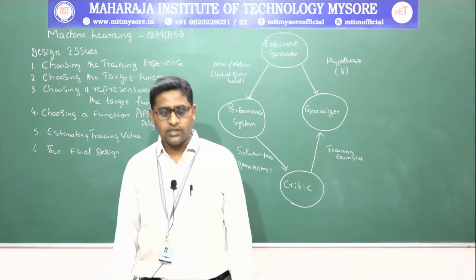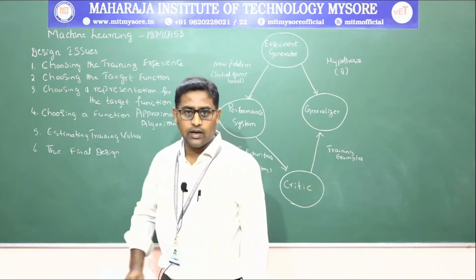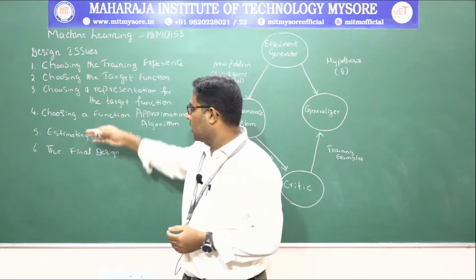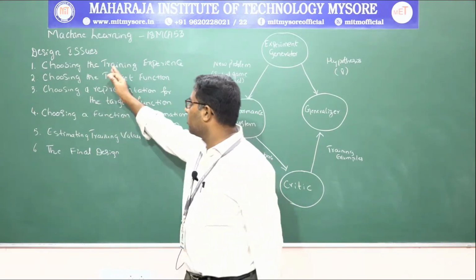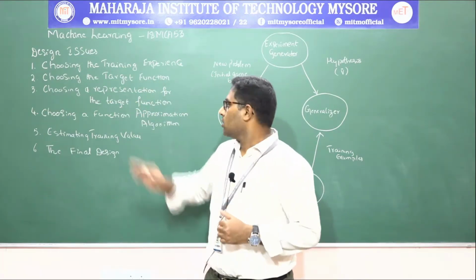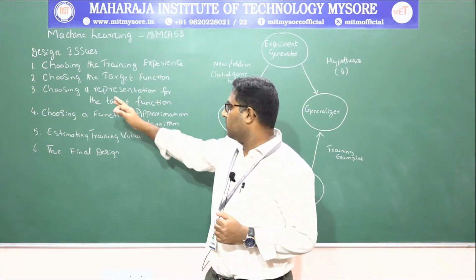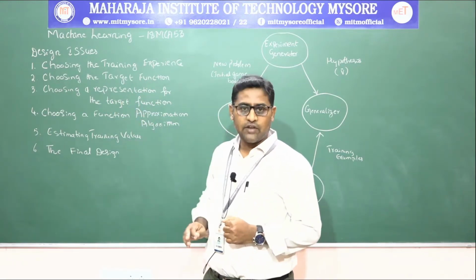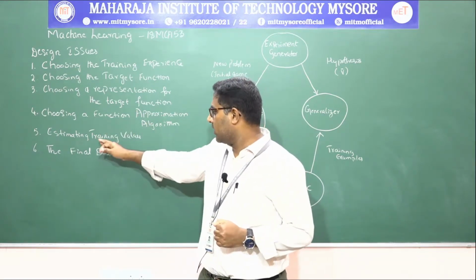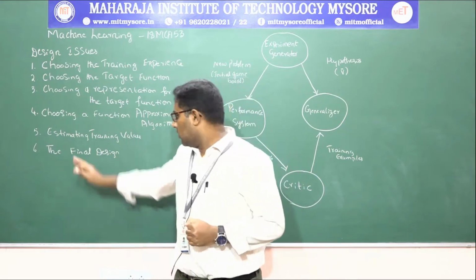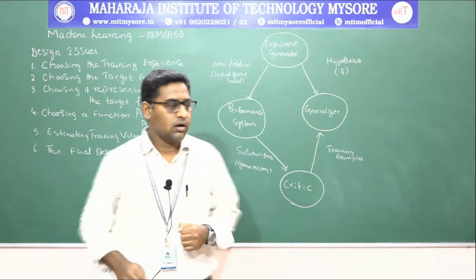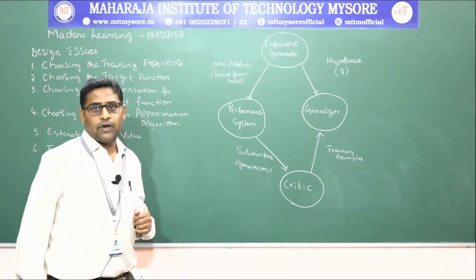To continue with design issues, in the earlier class we have discussed the first five of the designing issues. First one was with respect to choosing the training experience, and second one was with respect to choosing the target function. Third one is choosing a representation for the target function. Fourth, choosing a function approximation algorithm, and fifth, estimating the training values. The sixth one is the final design. Today the last design issue is the final design.